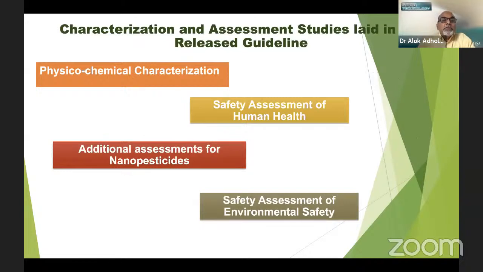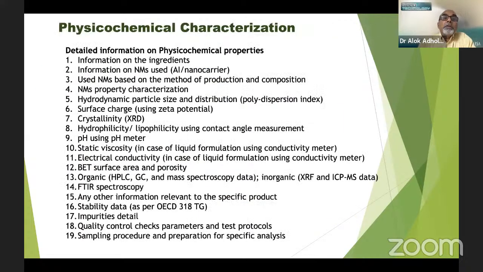We have also considered the physicochemical characterization of the product that comes into the market or is about to come to the market, safety assessment of those for human health, additional assessment for nanopesticides, because they are even more of a concern for environmental and human safety, and then the safety assessment for environmental safety, which is of paramount importance. And therefore, under these categories, we developed a number of different guidelines and guidance for developers.